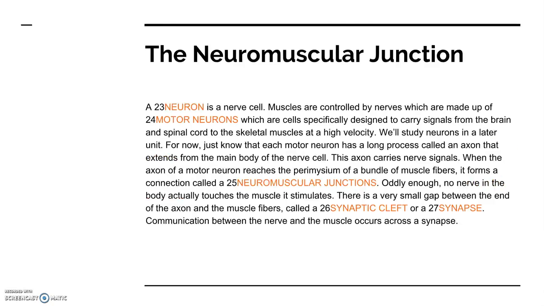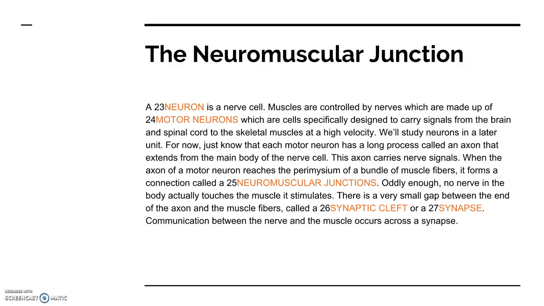A neuron is a nerve cell. Muscles are controlled by nerves, which are made up of motor neurons, which are cells that are specifically designed to carry signals from the brain and the spinal cord to skeletal muscles at a very high velocity. We'll study neurons in a later chapter, but just for now, I want you to know that each motor neuron has a long process, which is called an axon, and this extends from the main body of the nerve cell. The axon is what carries the nerve signal.